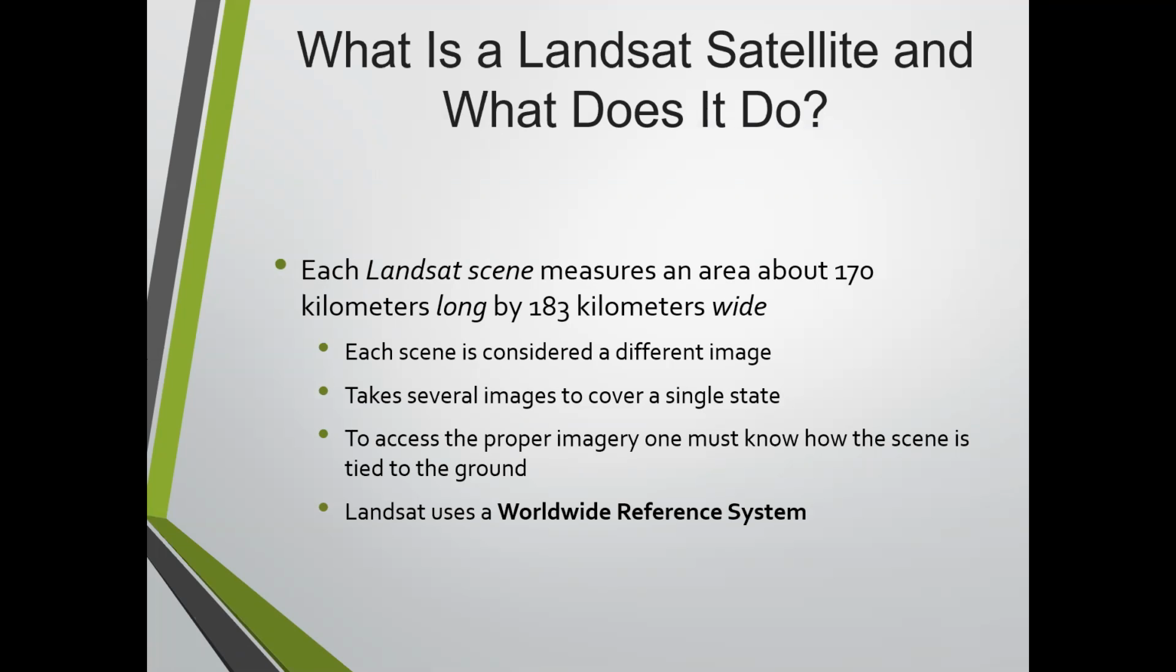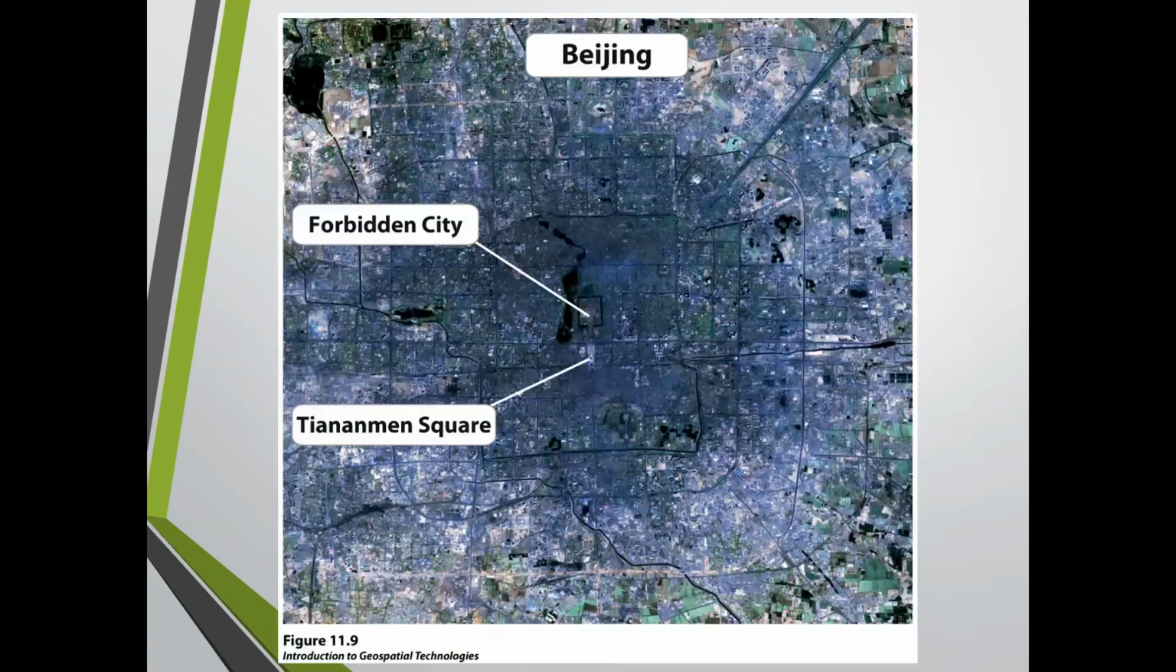So to access your proper imagery, you have to know which scene you're tied to on the ground. Landsat uses what's called a worldwide reference system, which is just like any of the other reference systems we've talked about. It's just one that they generated themselves.